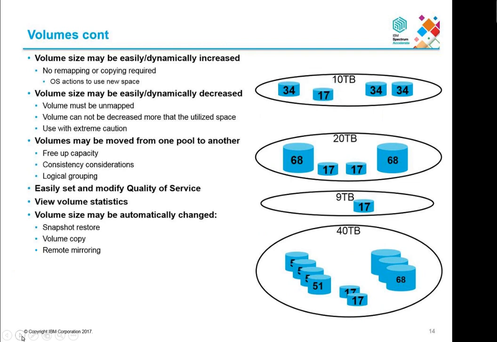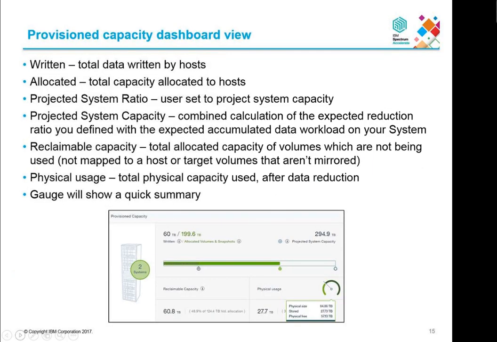I was just showing the animation showing the volume size changing and moving from pools. Again, the provisioned capacity dashboard view: here I have how much is written, how much is available, how much is written versus how much is allocated, and if there's any reclaimable capacity, essentially that's unused volumes.